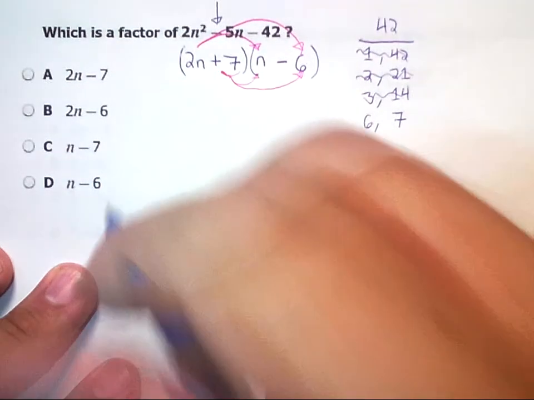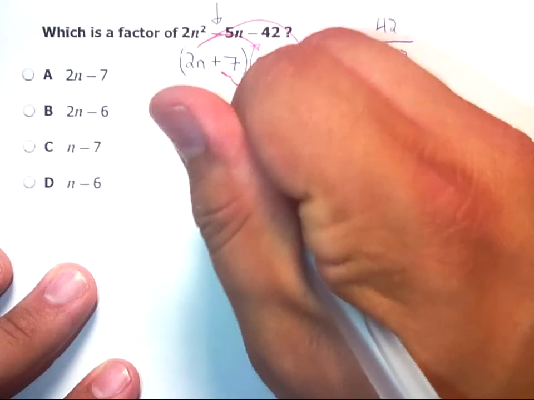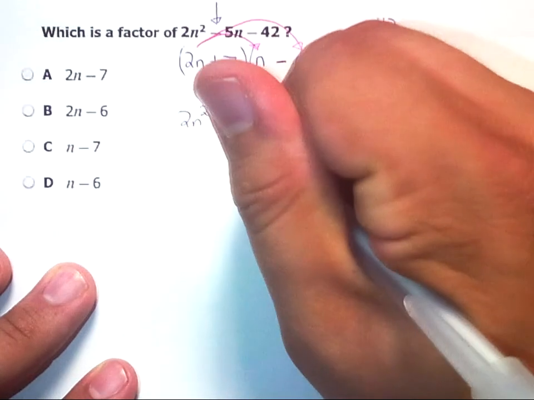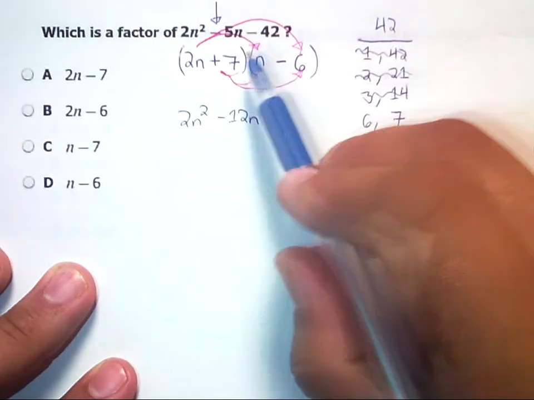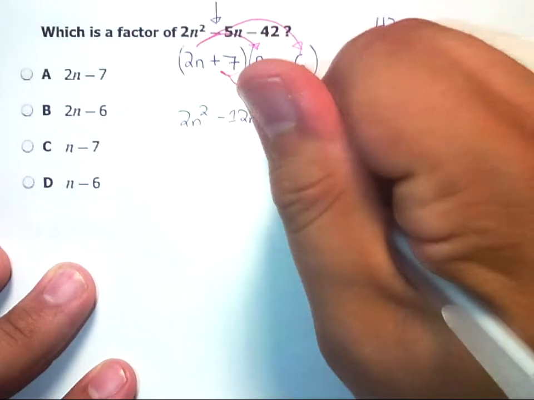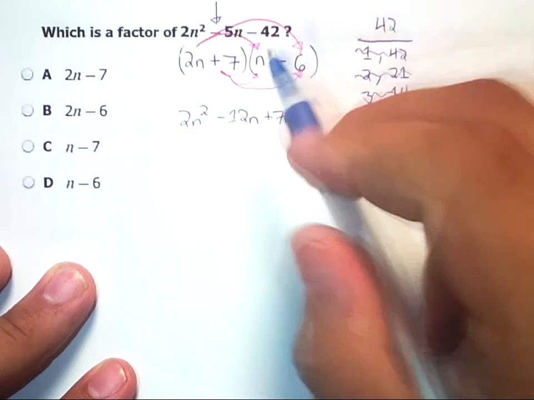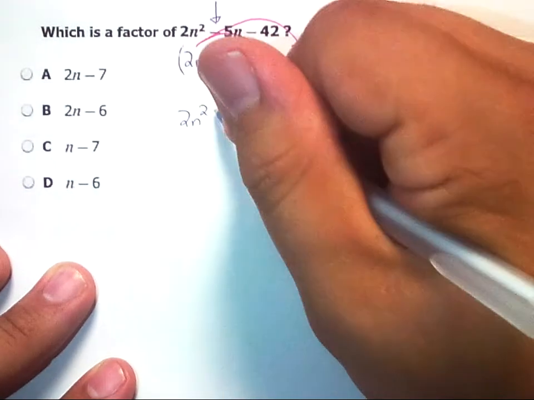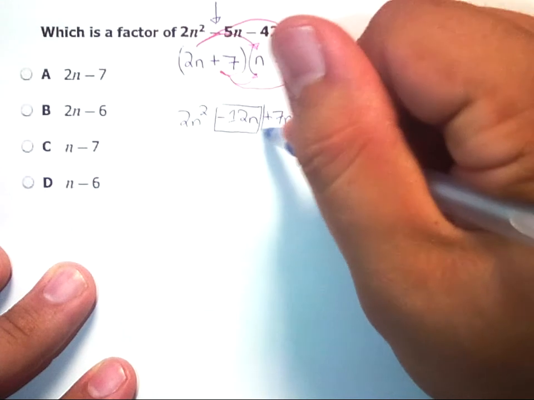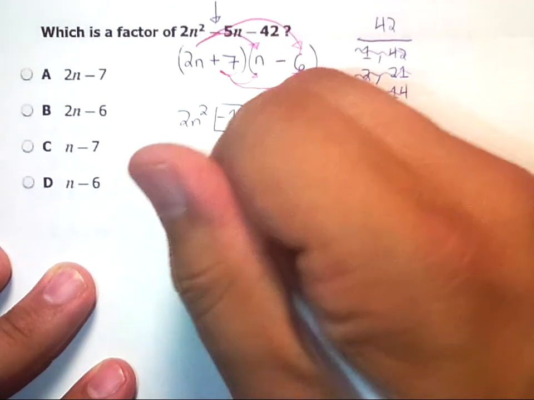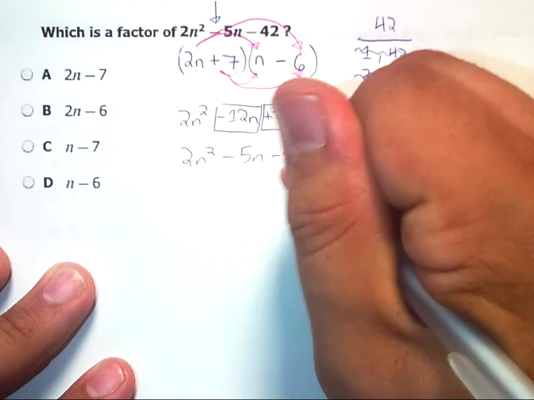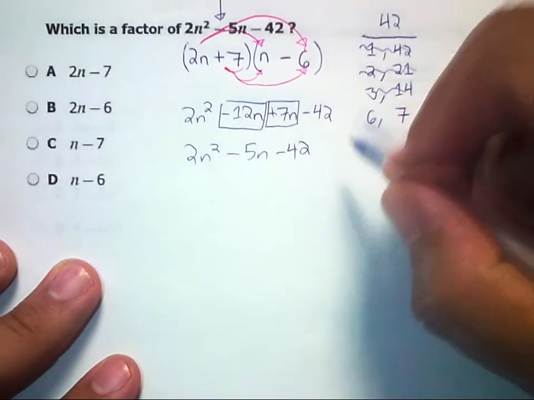So watch what happens when we check our work. 2n times n, that's 2n squared. 2n times -6, that's -12n. Then we're going to do the next term. 7 times n, that's positive 7n. And positive 7 times -6 is -42. And when I clean up those two terms on the inside, -12 plus 7, then we get 2n squared minus 5n minus 42. So it worked out. We got the original problem.